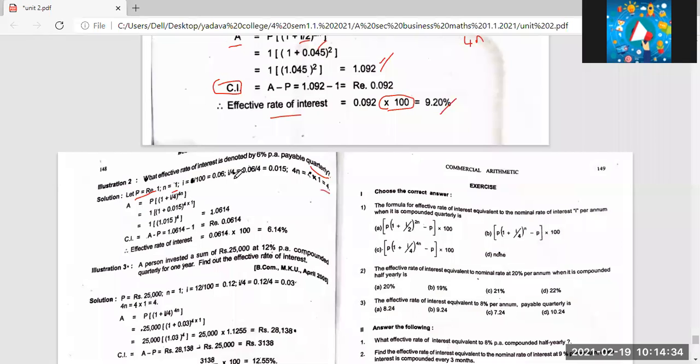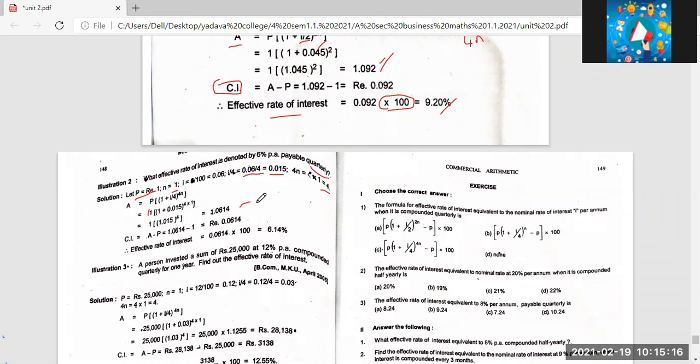Directly we are going to apply it. P, 1 we have assumed, 1 plus I divided by 4, we have considered 0.06 divided by 4 is 0.015, the whole power of 4 into N. 4 into N is 4. So when we add, 1.015 is there. If we multiply it 4 times, you will be getting 1.0614. Okay, so whether we multiply by 1 or not, the same answer you will be getting.